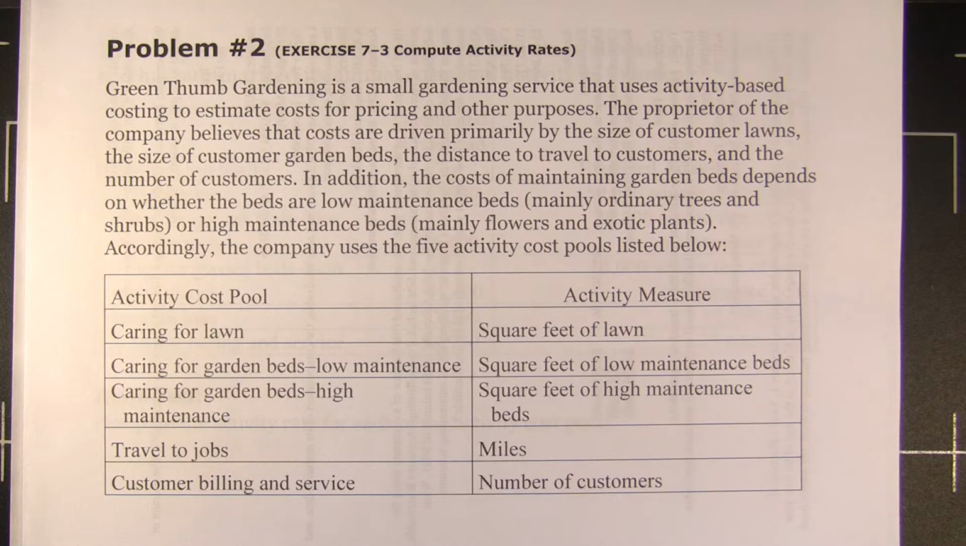Problem 2, exercise 7.3 in your text, problem 2 on Connect, talks about a small gardening business that uses activity-based costing.